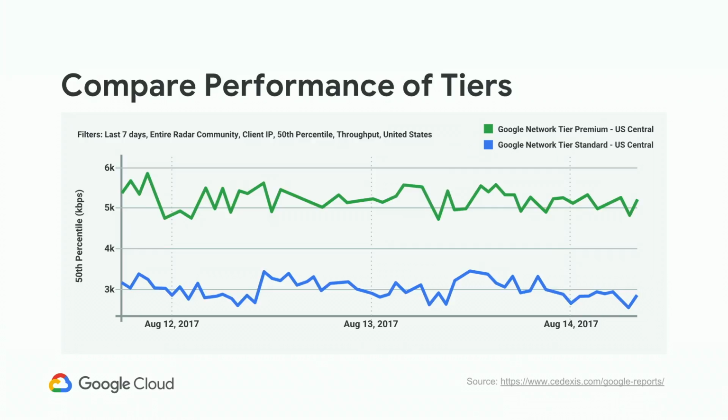Cedexis, an internet performance monitoring and optimization tools company, which is now a part of Citrix, did some preliminary performance measurements for both tiers. As expected, premium tier delivers higher throughput and lower latency. From this graph, you can see that the premium tier throughput is about 1.7x the standard tier throughput. So to summarize, blue on the bottom is what you get from standard tier and most other cloud service providers, whereas green on the top is what you get only from the premium tier.